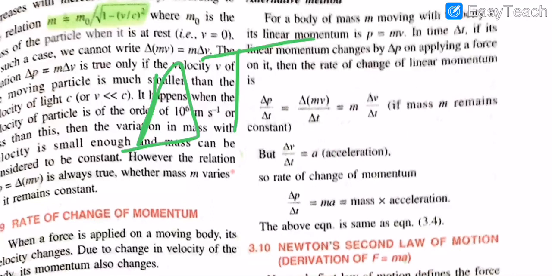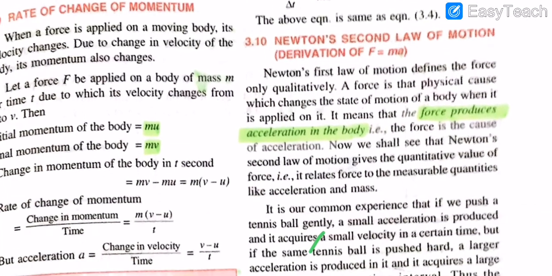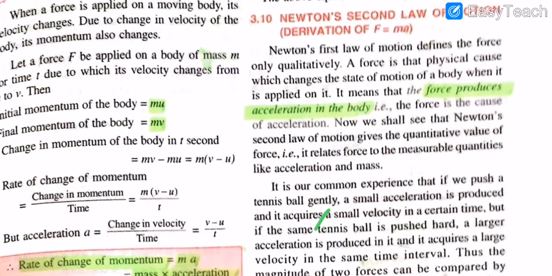Okay, so Newton's first law of motion defines force only qualitatively. A force is that physical cause which changes the state of motion of a body when it is applied on it. It means that force produces acceleration on the body. That is, force is the cause of acceleration. Now we shall see that Newton's second law of motion gives the quantitative value of force. That is, it relates force to measurable quantities like acceleration and mass.